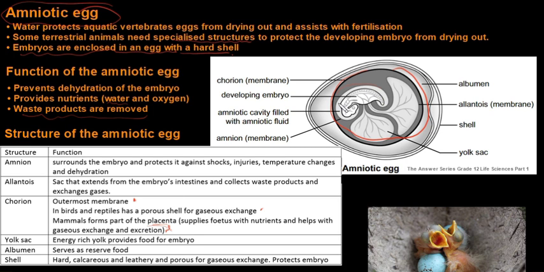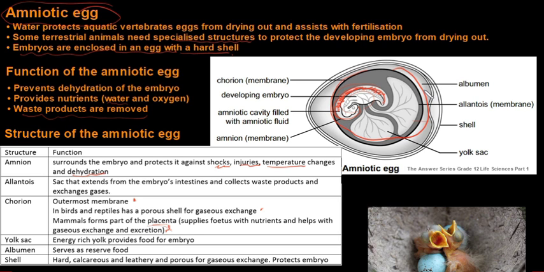Then you've got the developing embryo that sits in here. You've got the amniotic cavity, which is this light gray area going around the embryo with the amniotic fluid. So the amniotic fluid is all of this gray area over here. And what this does is it surrounds the embryo and it protects it against shocks, injuries, temperature changes, and dehydration. So very similar to what the amniotic cavity and fluid does for human embryo development. Then you've got the amnion, which is that membrane.